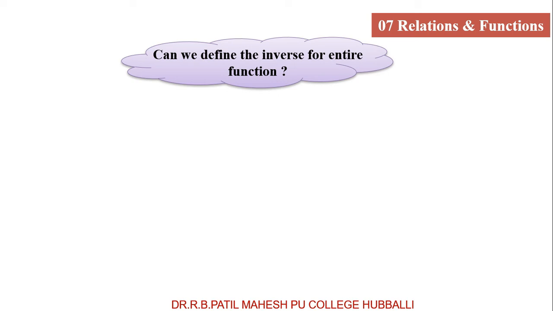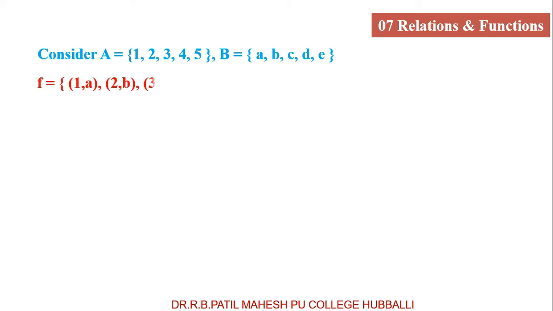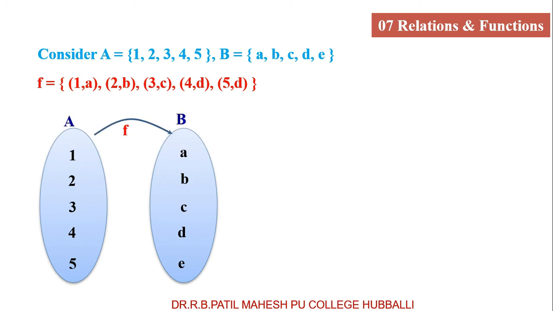Can we define the inverse for the entire function? When the function is not 1-1 and not onto, is it possible to say there is an inverse for the given function? That we will discuss now. Consider A equal to {1, 2, 3, 4, 5} and the set B equal to {a, b, c, d, e}. These are two non-empty sets, and the function is defined as 1 to a, 2 to b, 3 to c, 4 to d, 5 to d. The arrow diagram of this is f, a function from A to B.